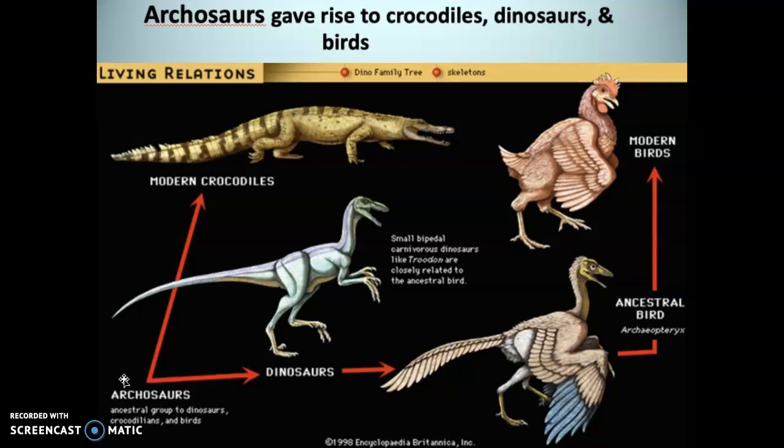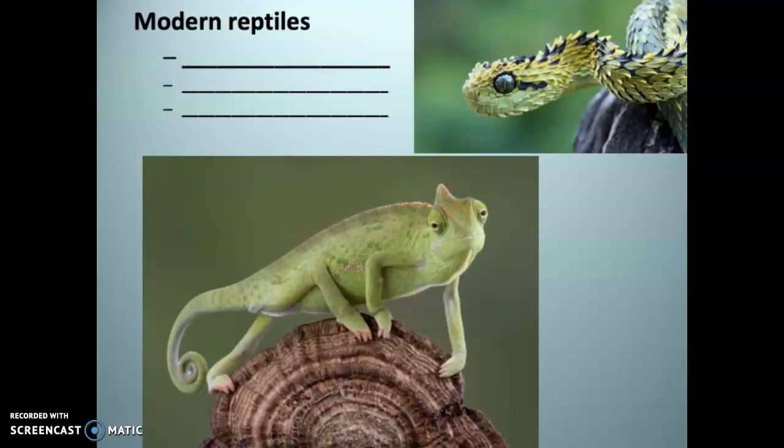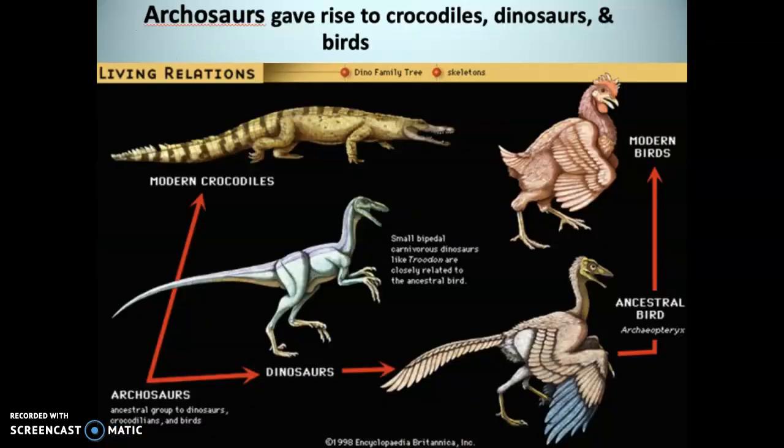The earliest ancestral birds, and then eventually modern birds, evolved from the ancestral birds that evolved from the dinosaur groups, from the Archosaurs, and so on and so on. So reptiles in general have been phenomenally successful when we talk about their evolutionary history. I'm sorry. They've just done great.